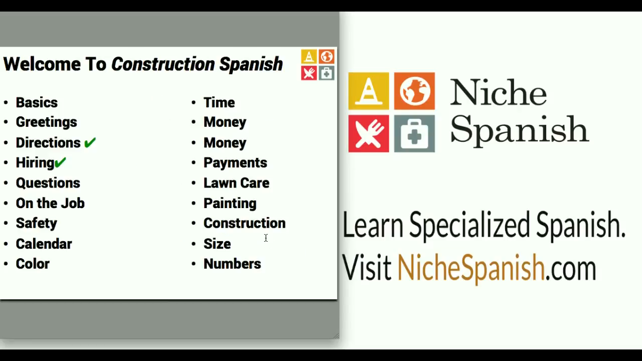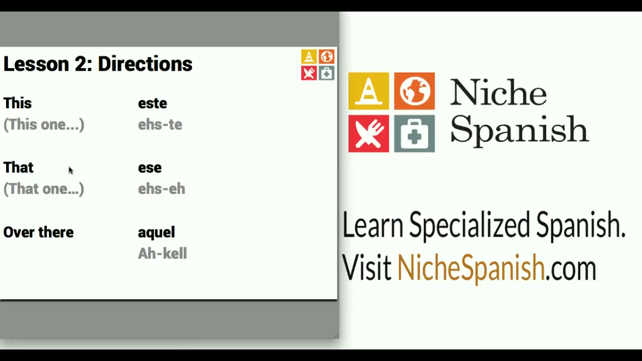Next, we're going to review over directions and hiring. Okay, so in this case we're talking about this, and by that I mean this one. So say if you're pointing at something very close to you, say, I don't know, your shoe, you would say este, so something very close to you. Something a little bit further away from you, you would say ese, or that. And to say something really far away, say something maybe a mile away, to say over there, you would say aquel.